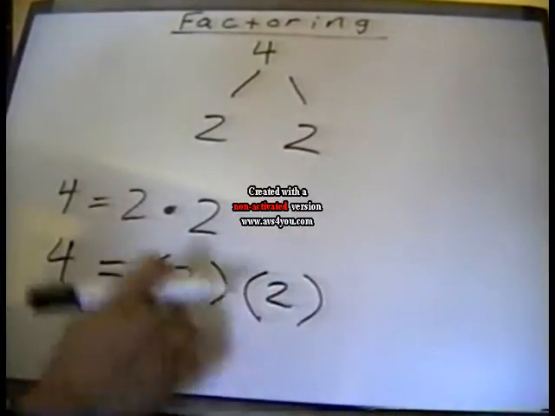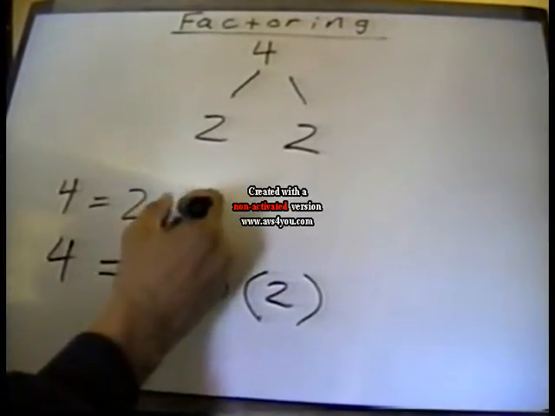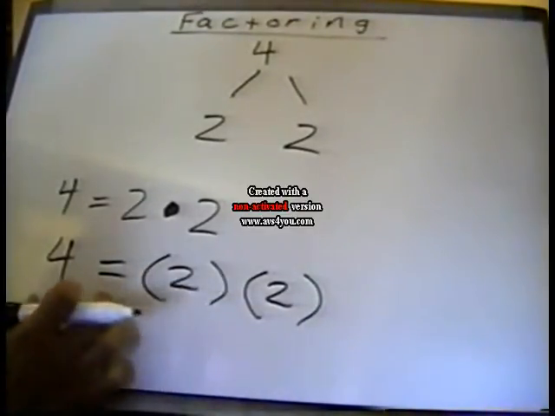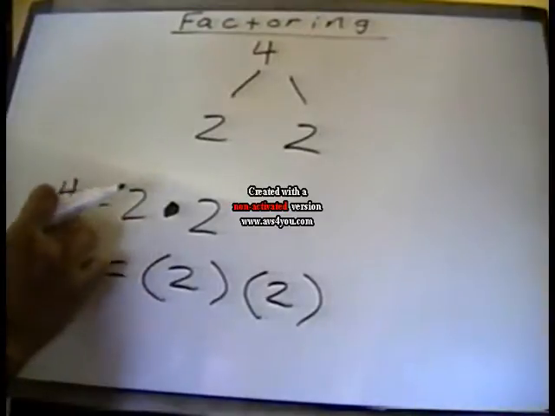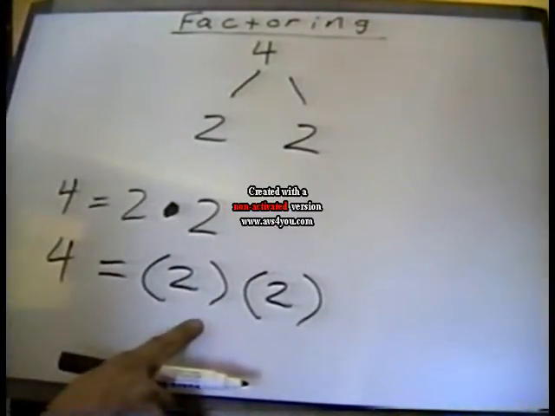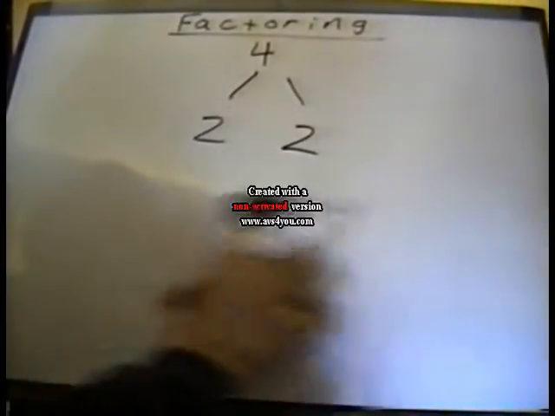So here I take 4, and we factor it. Now this is the same notation. This means the same thing as here. This is a multiplication, and this is also a multiplication. And so, to break it into its multiplication, that's how we separated 4 into its factors.